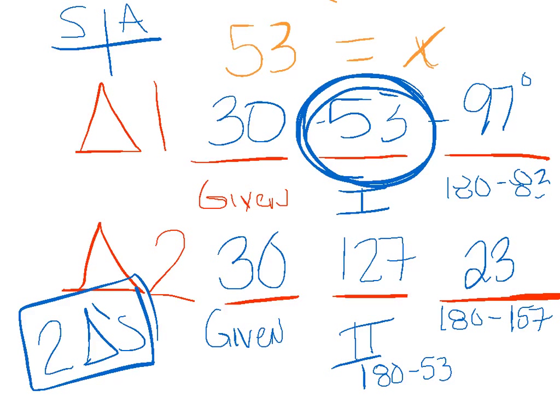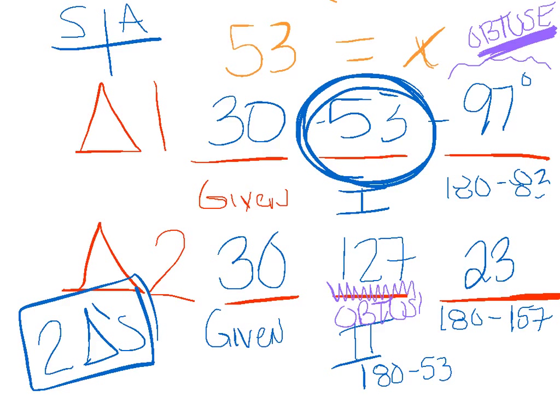Now, before I do our last example, I just want to talk about the names of these triangles. So in triangle 1, if you look at your degrees, you have a 30, a 53, and a 97. Because this one angle here is bigger than 90, we're going to call this an obtuse triangle. And hopefully that word from geometry sounds familiar. Obtuse, so maybe make a note. Means you have an angle bigger than 90. If you take a look at your triangle 2, you have a 30, a 127, and a 23. Again, because this angle is bigger than 90, we have a second obtuse triangle.